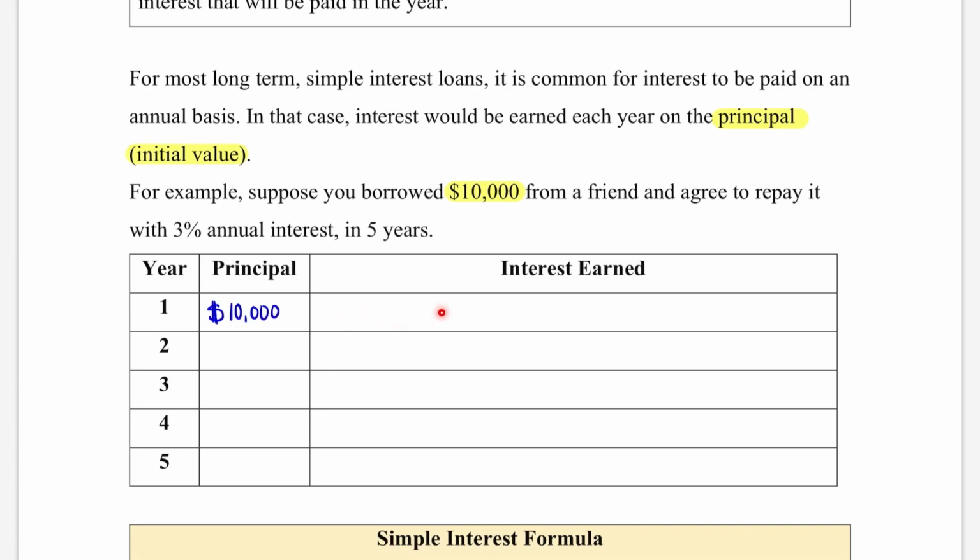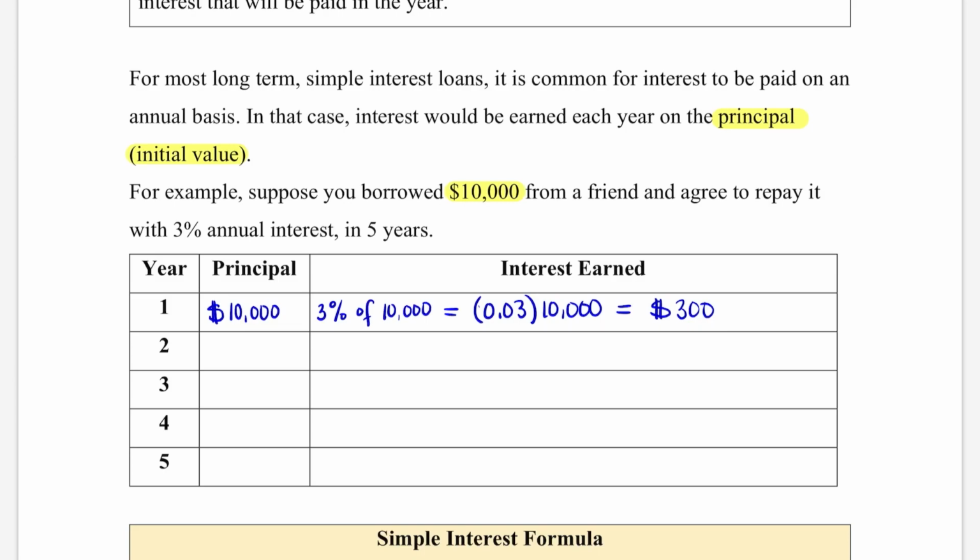The interest that I'll be paying my friend is 3% of this $10,000. To find 3% of $10,000, I convert 3% to decimal. 3% is 0.03. I'll take 0.03 multiplied by 10,000, and that gives me $300. So if I borrow $10,000 from a friend and pay them 3% annual interest, the first year I pay them $300 in interest.